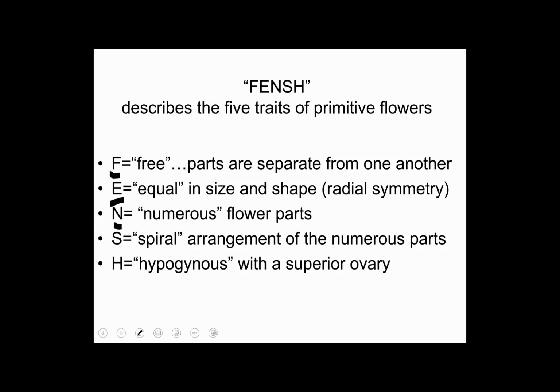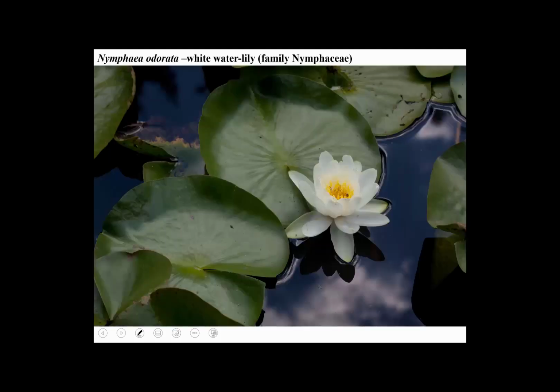And since development takes place producing sepals and petals and then stamens and then carpels, a simple ancestral primitive kind of flower will have the order of arrangement such that they are hypogynous with a superior ovary. So that's what FENSH stands for. These are the traits of somewhat primitive flowers. Here's an example of a so-called FENSH flower, a flower that might be what some of the first flowers were like. You can see numerous petals and numerous stamens, and if you look really carefully, you can see numerous carpels in there. This is a water lily.